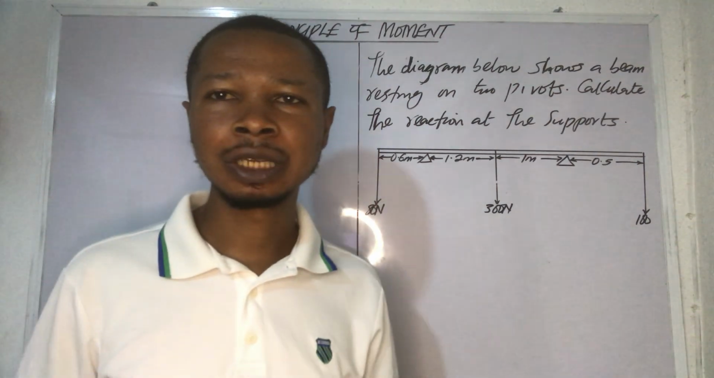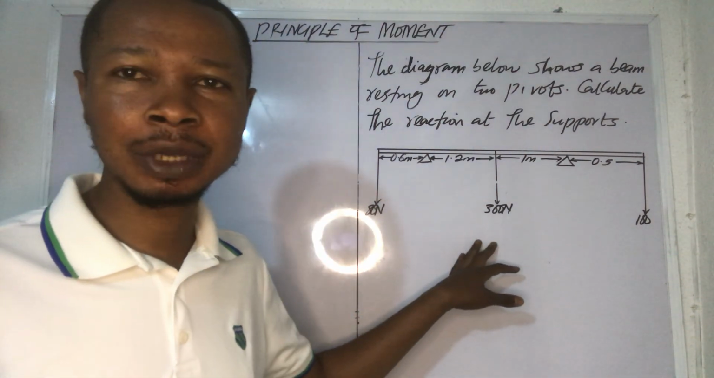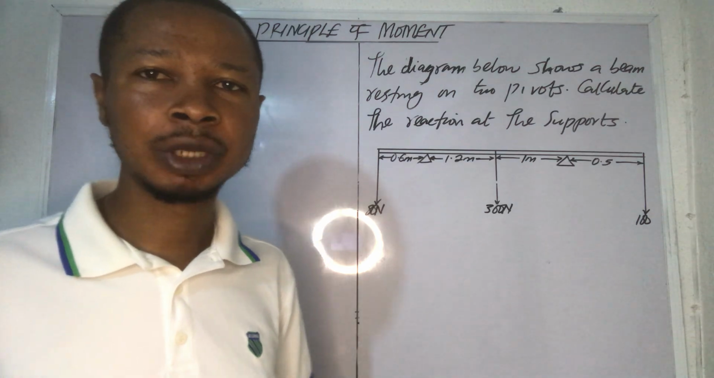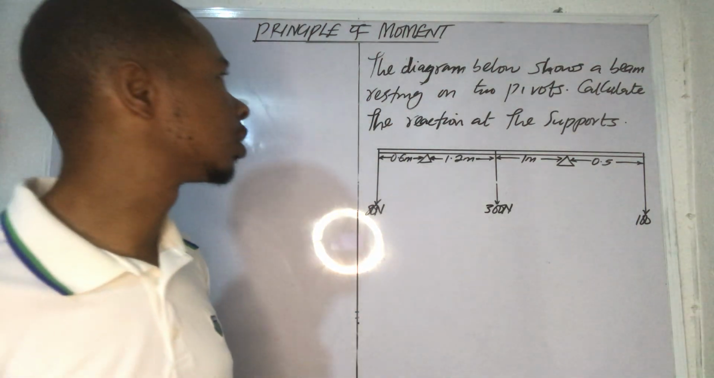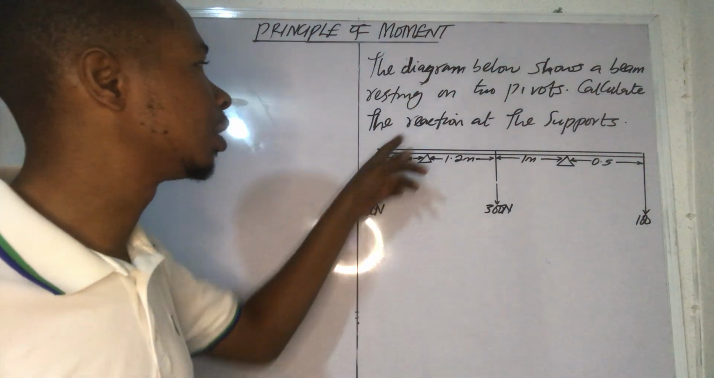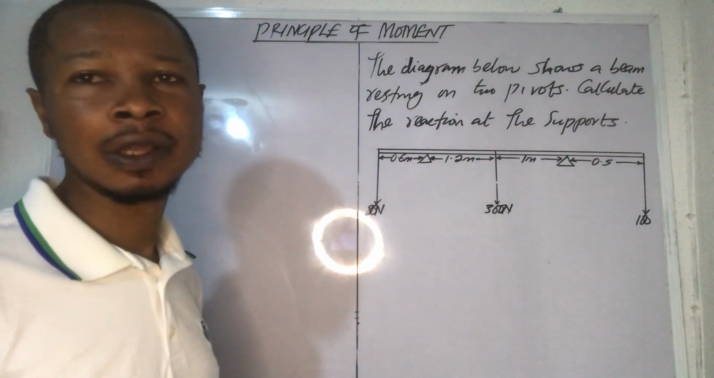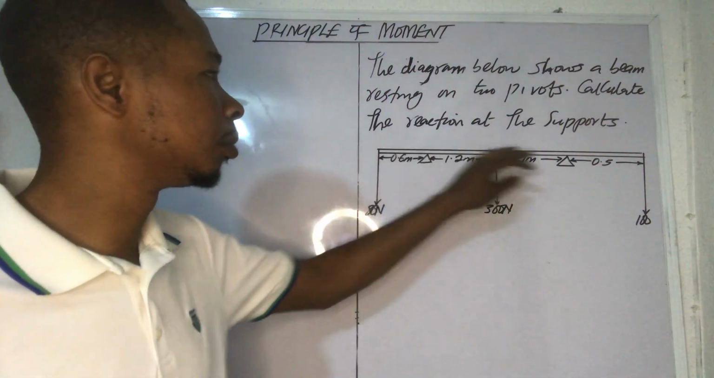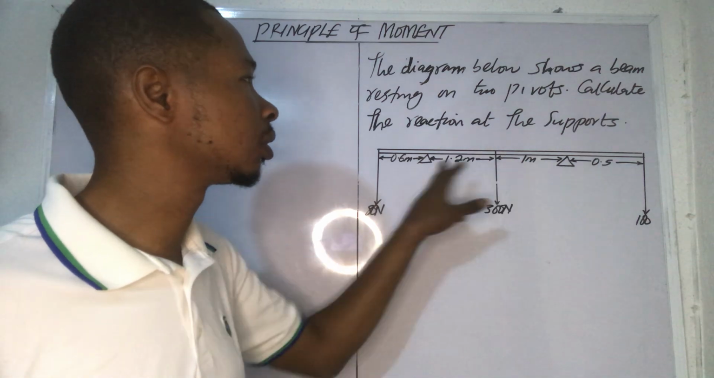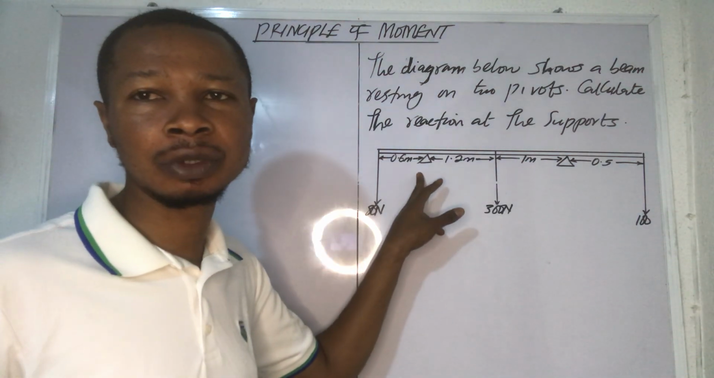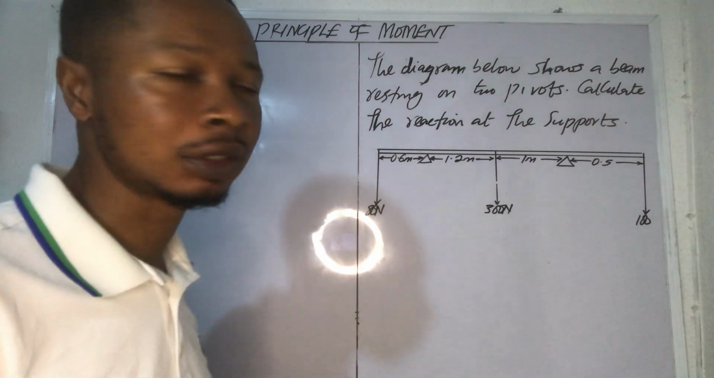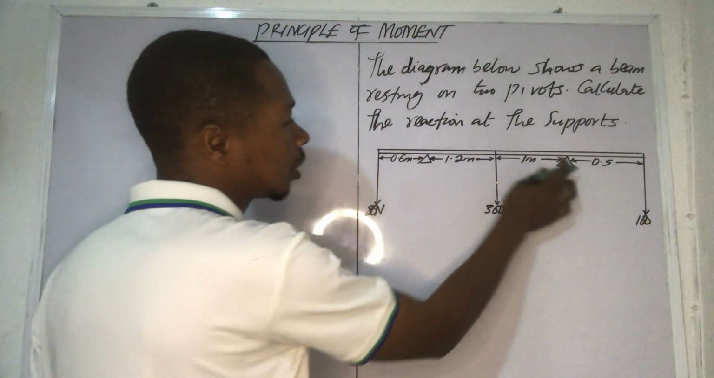So we want to look at this example now, a real-time example on the principle of moment. The diagram below shows a beam resting on two pivots. Calculate the reaction at the supports. This is a beam resting on two supports. These are what we call support, or pivot, or fulcrum, or axis. Now I want to calculate the reaction at these two supports.